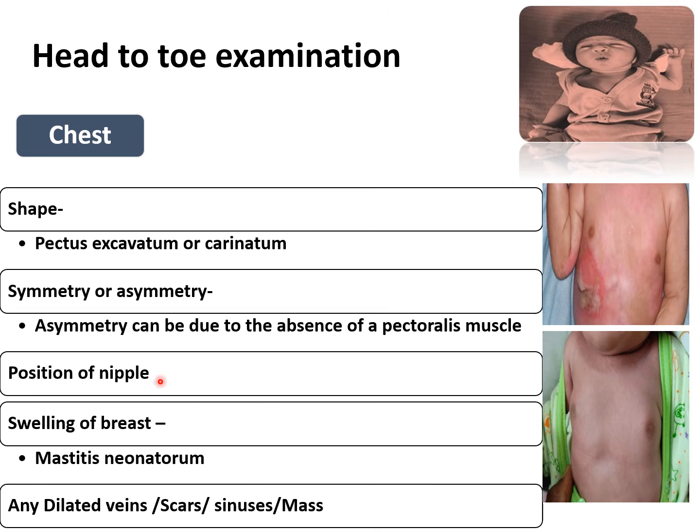Then see the position of the nipples, whether they are bilaterally at the same level, and whether any accessory nipple is there or not, and check for swelling of the breast. Sometimes a newborn has swelling of the breast. Here in this image you can see it is mastitis neonatorum. Then check for any dilated vein, scar or sinus. Here you can see the baby has lesions over the chest area.